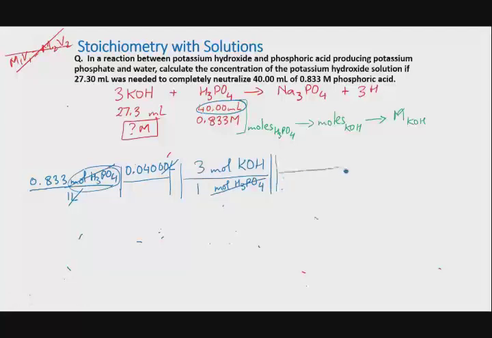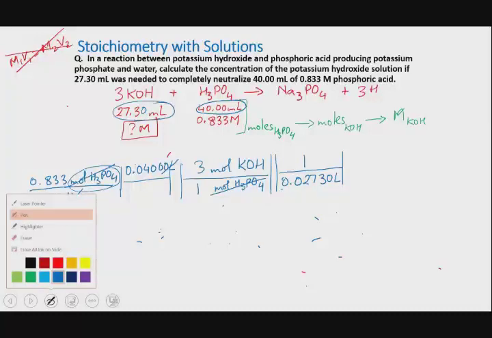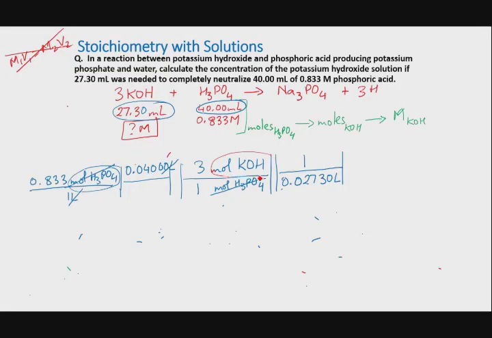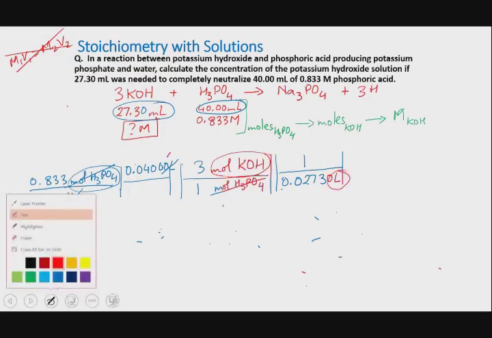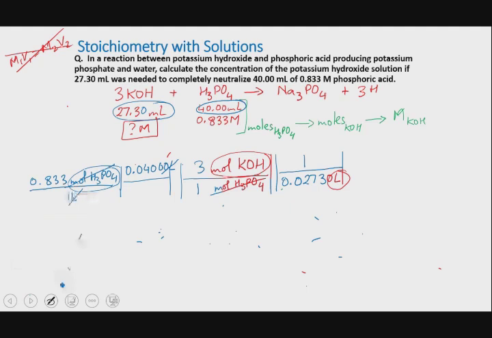Molarity, remember, is moles per liter. In other words, if you were to divide the moles of KOH by the volume of KOH in liters, 0.0273, oops, I'm sorry, there was a zero there, 0.0370 liters. Please notice, at this point, the units are moles of KOH per liter of KOH. Moles per liter is nothing but molarity.